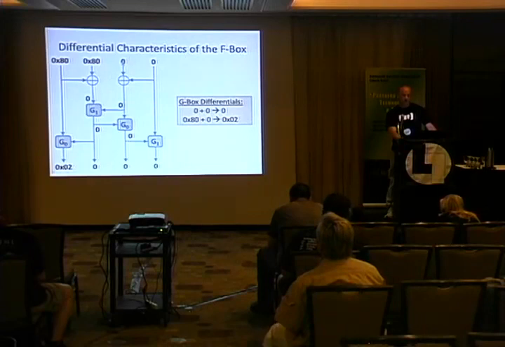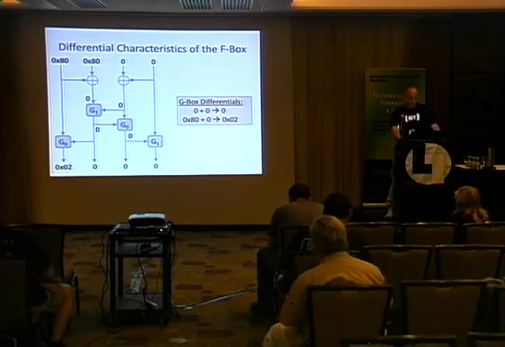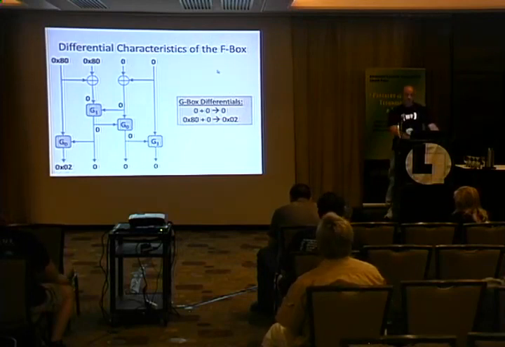On the right side, we have 0 and 0 for these 2 bytes. They get XORed, become 0. And you can see that the zeros just keep zeroing out. But the tricky part's over here. 80 with 0 uses that differential we found earlier. 80 with 0 into a G box gives us 2 for the output differential. And this characteristic is enough to break the cipher. And we're going to show how we do that right now.